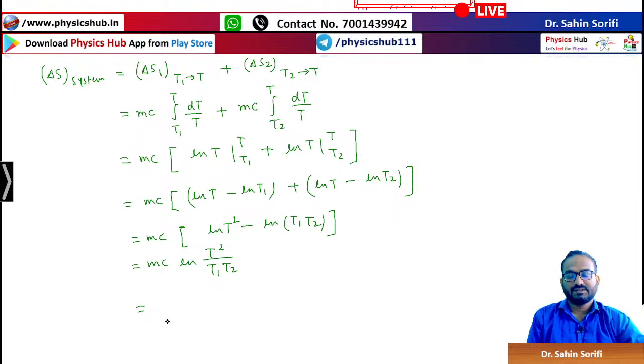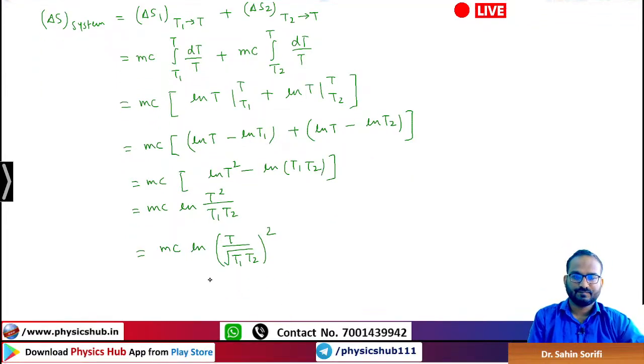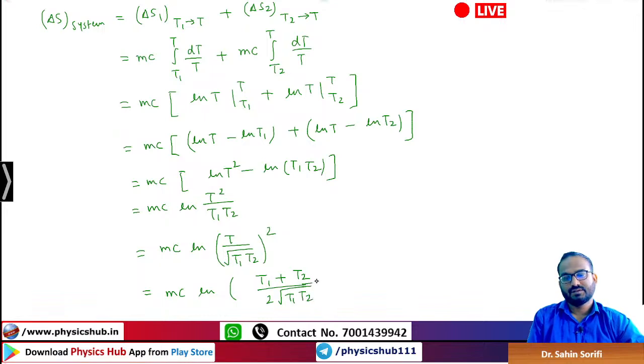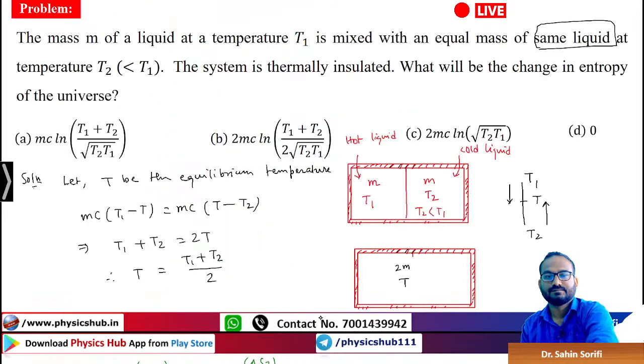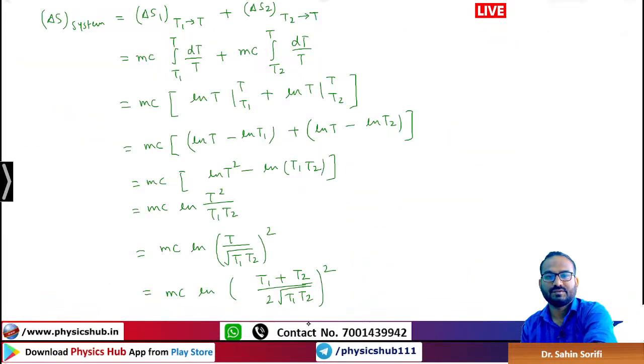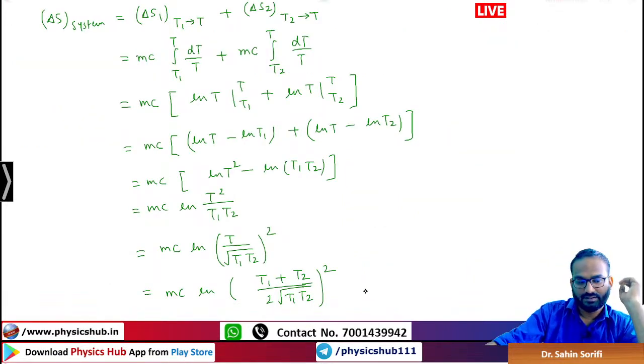Now, we have already seen T equals (T1 plus T2) by 2. Let's write it as T by the square root of T1 T2, whole square. Can you write it? So this is mc ln of (T1 plus T2) by 2 over the root of T1 T2, whole square. No option is matching. Acha, this 2 we can take.